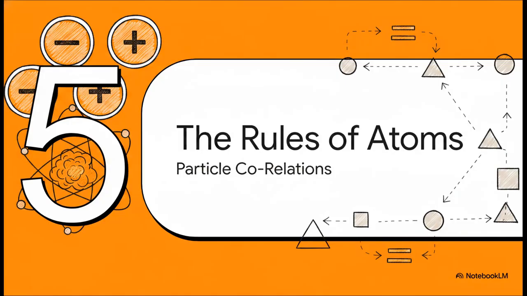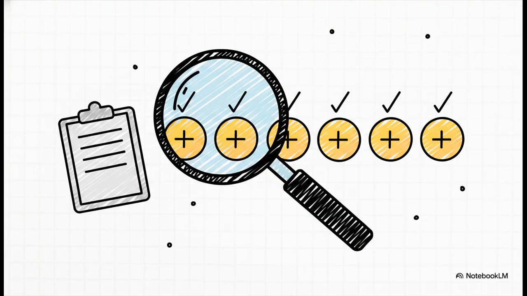Part 5. The rules of atoms. Correlation between particles. Now that we really know our three characters, let's look at the mathematical rules that govern them. And honestly, it's pretty straightforward. The atomic number, Z, is just your strict head count of positive protons. That's the baseline. If Z is 6, you have 6 protons, which means you are always dealing with carbon, regardless of what the other particles are doing.